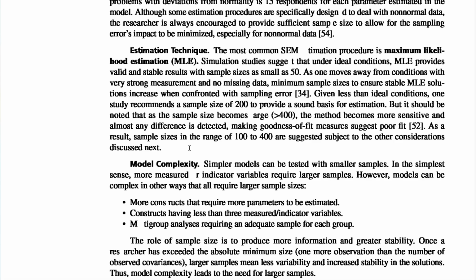Given less than ideal conditions, one study recommends a sample size of 200 to provide a sound basis for estimation, but it should be noted that as the sample size becomes larger, greater than 400, the method becomes more sensitive and almost any difference is detected, making the goodness of fit measures suggest poor fit. As a result, sample sizes in the range of 100 to 400 are suggested, subject to the other considerations discussed next. Model complexity.